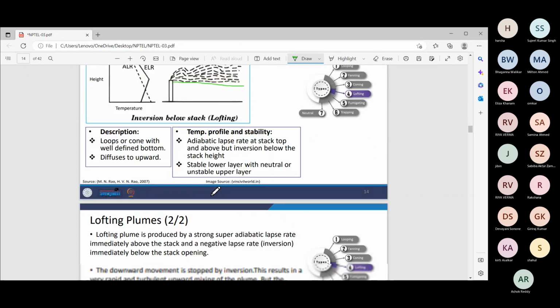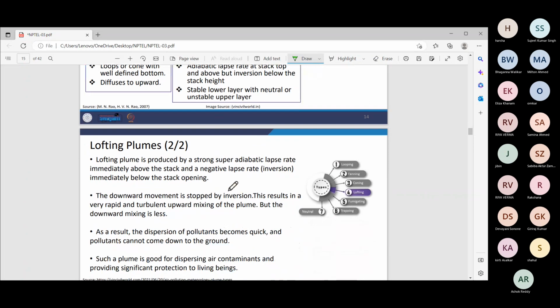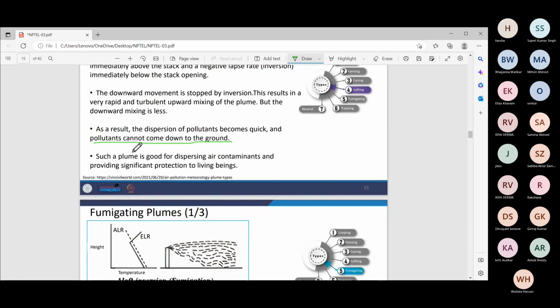Clear? So basically, a lofting plume is produced by a strong superadiabatic lapse rate immediately above the stack, which means that it will be strongly unstable, and a negative lapse rate inversion immediately below the stack opening. That is why the downward movement is stopped by inversion. This results in a very rapid and turbulent upward mixing of the plume, but the downward mixing is less. As a result, the dispersion of the pollutants becomes quick, and pollutants cannot come down to the ground. Such a plume is good for dispersing air contaminants and providing significant protection to living beings.